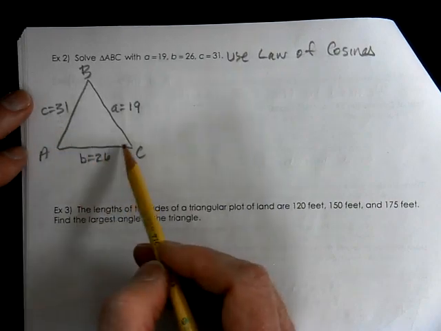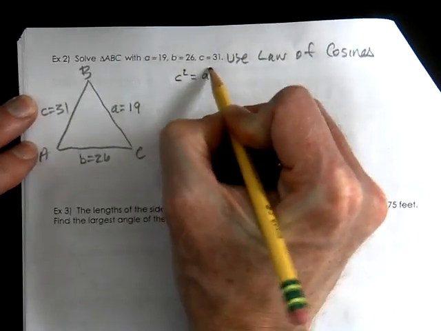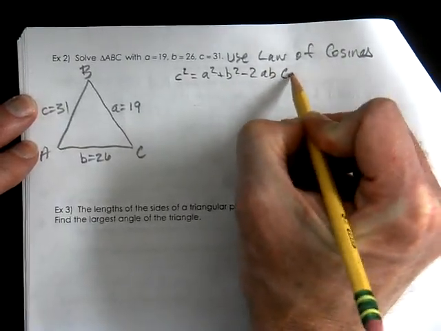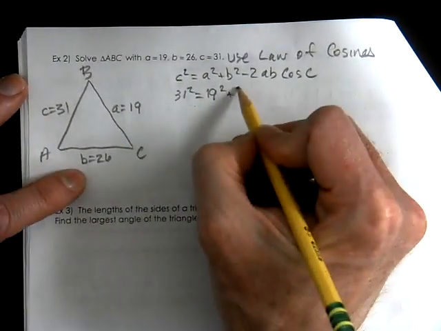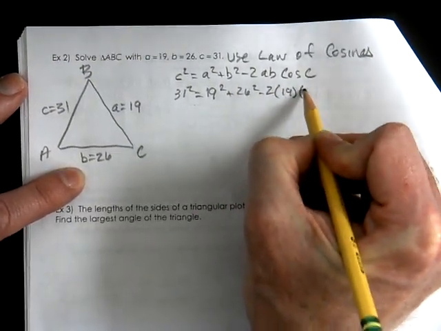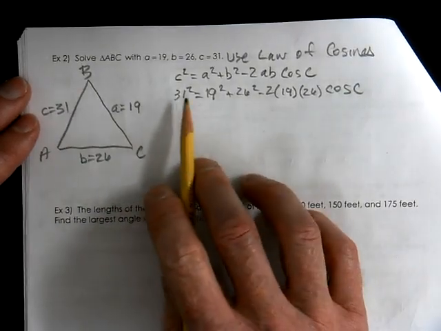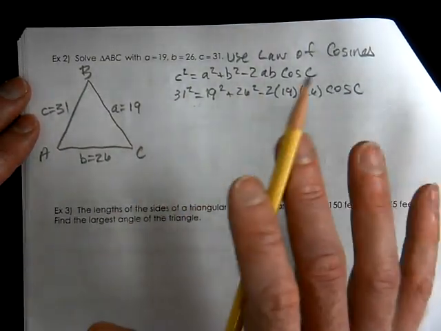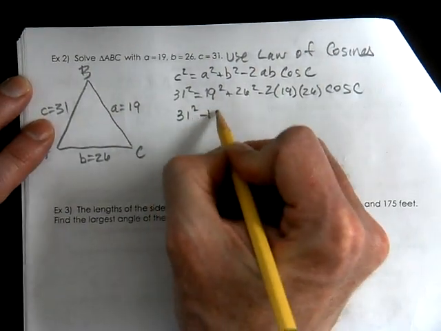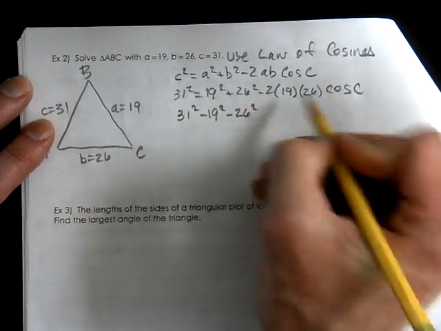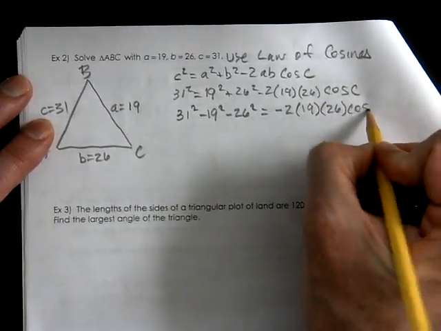So we're going to find across from 31, since that's the longest side, angle C is going to be the biggest angle. So C squared equals A squared plus B squared minus 2AB cosine C. C is 31. A is 19, B is 26, and cosine of our angle, that's what we don't know. Now, you could take time and figure out what 31 squared is and what 19 squared is. That would be wonderful. But if we're going to use calculators anyway, we can just use 31 squared. I'm going to subtract my 19 squared, subtract my 26 squared. That's going to leave me negative 2 times 19 times 26 cosine C.